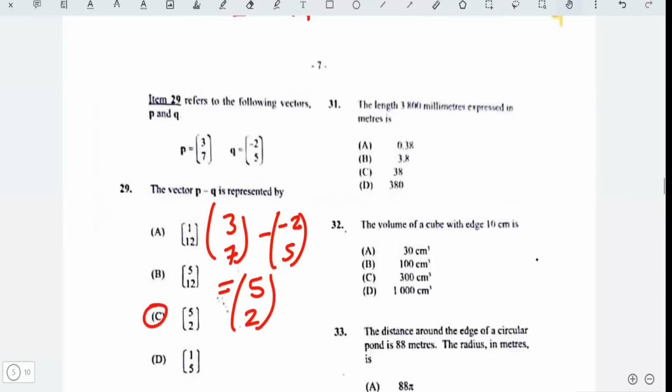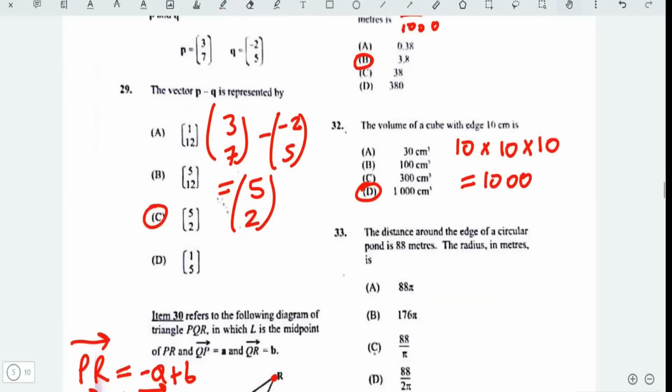Question 31, 3,800 expressed in meters. You just need to divide it by 1,000. That's 3.8 in meters. It says find the volume of a cube with edge 10 centimeters. Volume of a cube is length times width times height, 10 times 10 times 10, that is 1,000 centimeters cubed. That's option B.